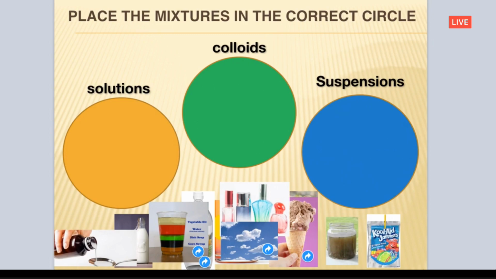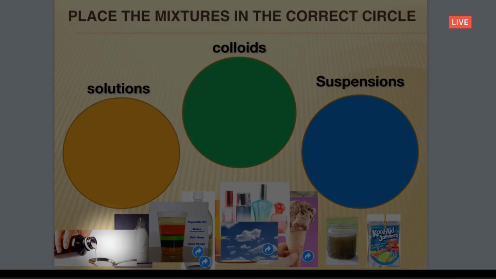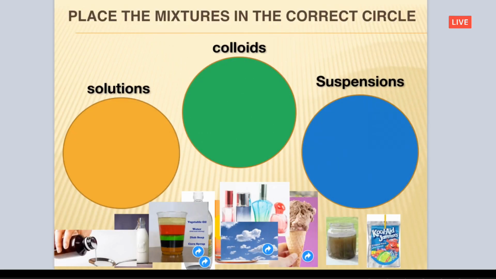And so at the bottom of our screen, we have a few pictures, a few items. And interestingly enough, most of those things are very edible. Again, oh my gosh, this whole topic is making me hungry. I need to go get something to eat. So let's start with any of them. Let's pick one. And we'll place the mixture in the correct circle.